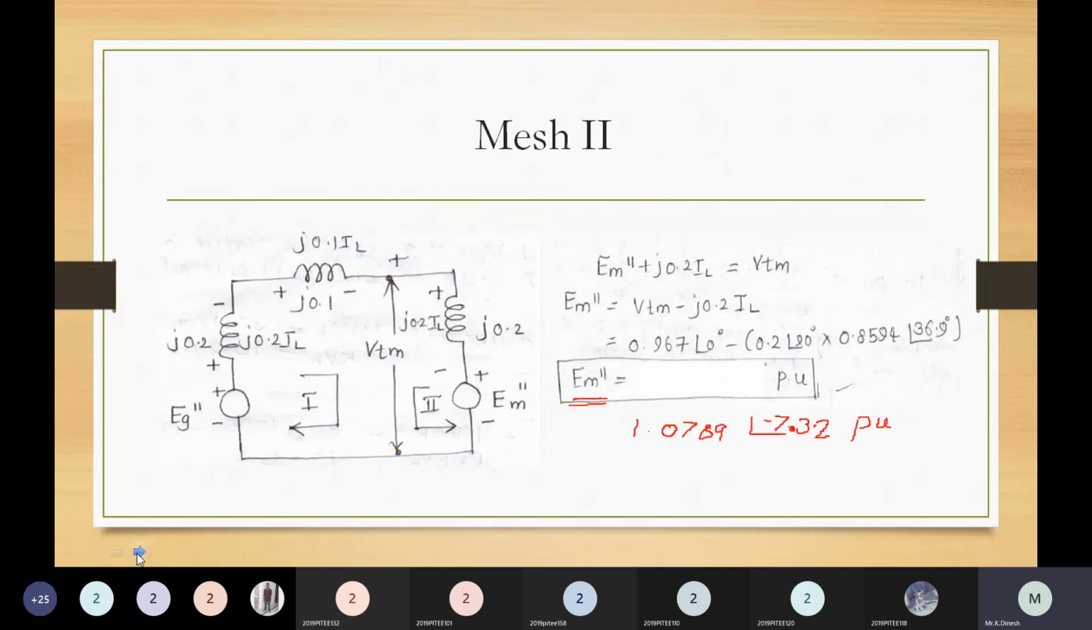Likewise, we need to find out what the mesh 2 voltage is. So here it is anti-clockwise. So EM double dash plus J0.2 IL equals VTM. So VTM we know 0.967 minus of J0.2. J means 90 degrees. 0.2 at an angle 90 into IL, which is 8594 at an angle 36.98. If you solve, the result should be 1.0789 at an angle minus 7.32 per unit. So this is the voltage obtained from your mesh number 2.